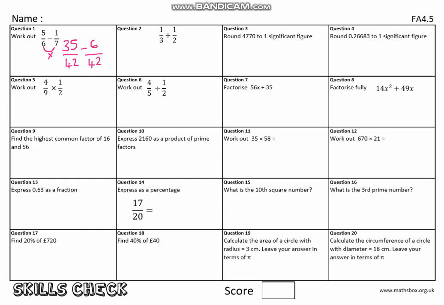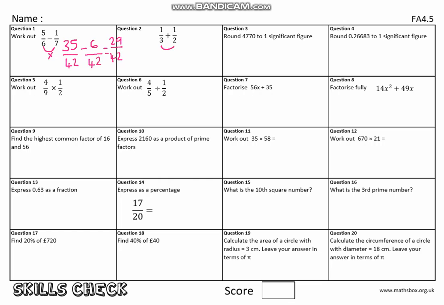So then I've just got to take away the numerators. So 35 minus 6 equals 29 over 42. Okay, so that would be our final answer there. And that is it in its most simplified form as well. Okay, so same for this one.